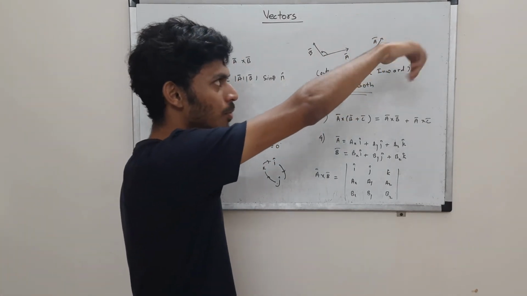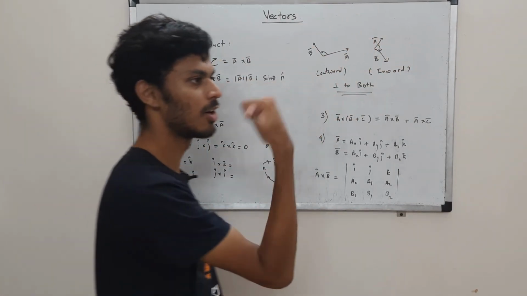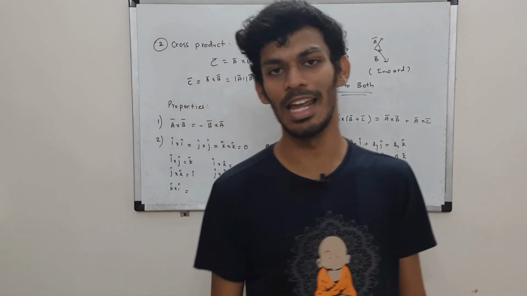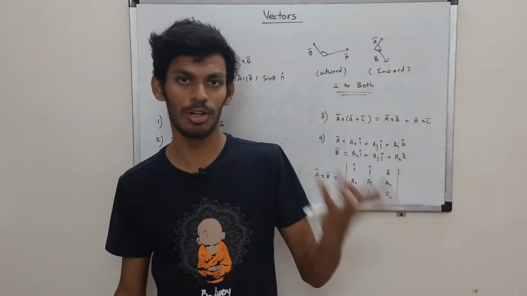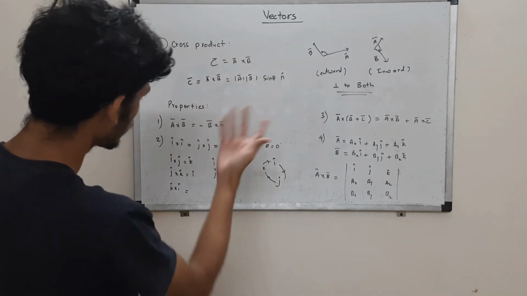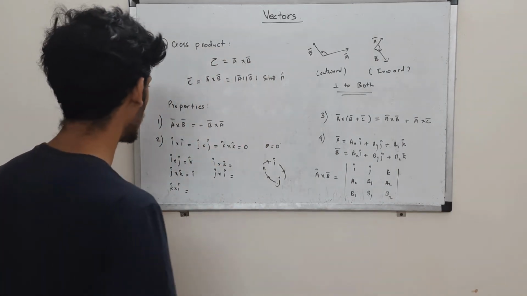Okay, A, then move to B and see where your thumb is going. The thumb indicates the direction of the cross product. Okay, so that is how you find the direction of the cross product.